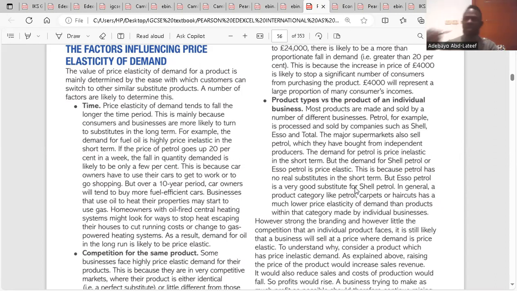So what they are saying is this. Shell is the name of a company that sells petrol. Total is the name of a company that deals in petrol. And there are other independent marketers that sell petrol. Shell petroleum is not different from Total petrol. So if Shell increases its price, demand is price elastic because consumers could buy from Esso, ExxonMobil, or Total. That is the point. But independent marketers are selling specific brands of products, which Shell might not be selling. So they've created a niche within that market. As a result, the demand for their products might be price inelastic.